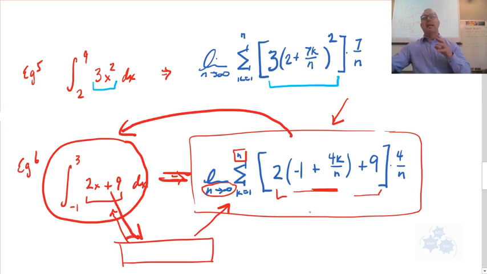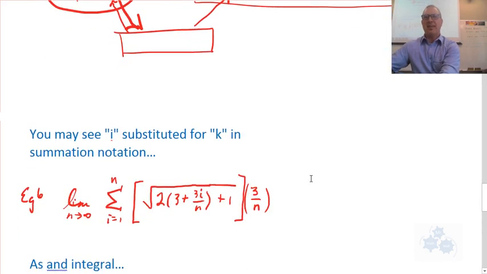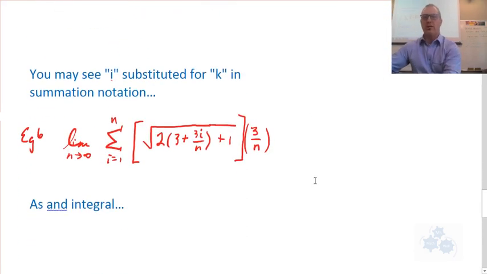But again, this is the notation. Remember that the title of this lesson was Summation Notation for Riemann Sums. So I need you to understand what this integral looks like in summation notation and vice versa. Is it starting to make a little sense now? I know you guys probably have a lot of questions.